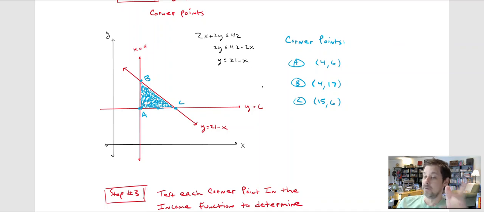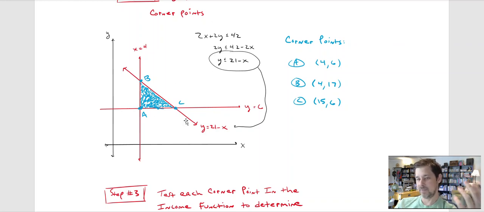Now, to graph that, y is less than or equal to 21 minus x, I start by graphing the line y equals 21 minus x, which is this line with this downward slope right here. For it to say y is less than or equal to 21 minus x means all the points that are under it. So notice the shading only exists under this line. So that's how this picture came about.